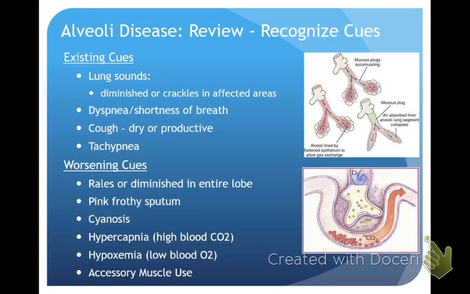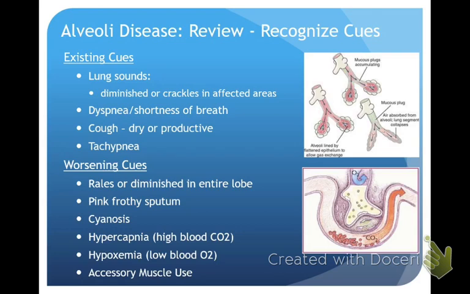You're going to have dyspnea and shortness of breath because you're not exchanging oxygen. The dyspnea and shortness of breath gets more and more the more lung that is involved. So if you only have a quarter of one lobe that has alveoli disease, your shortness of breath is not going to be as bad as if you have an entire lobe that is full of fluid. The cough could be dry, could be productive, depends on whether you're getting that fluid out.